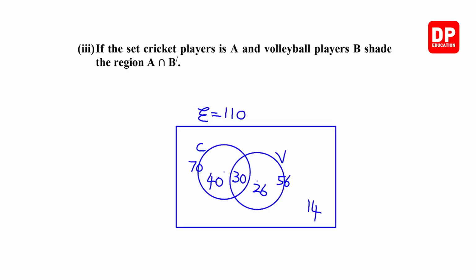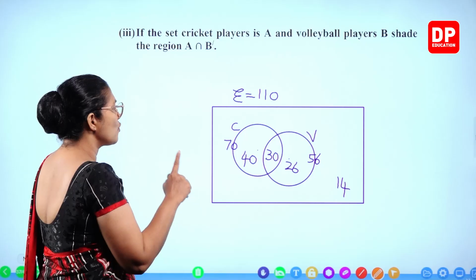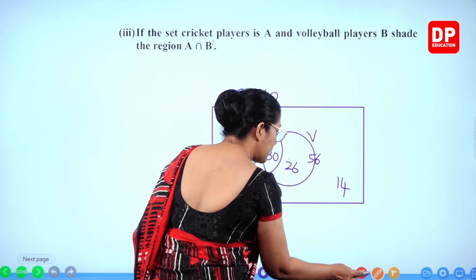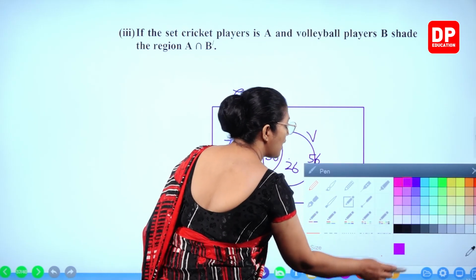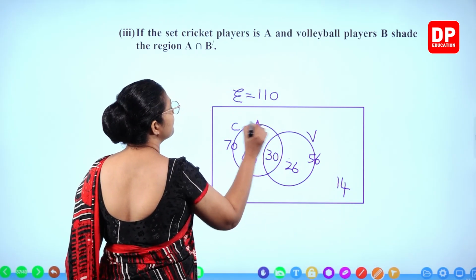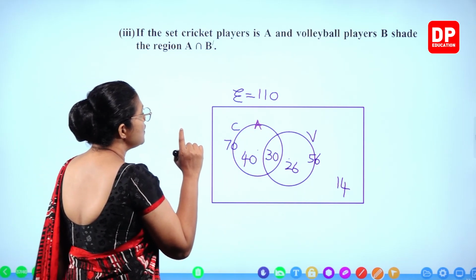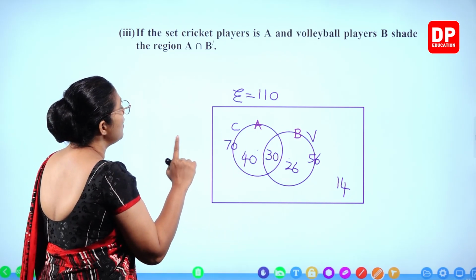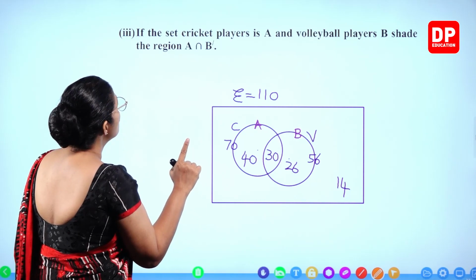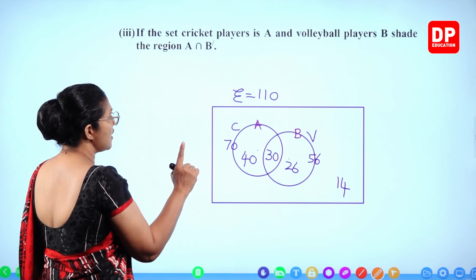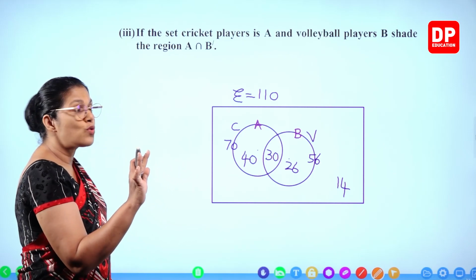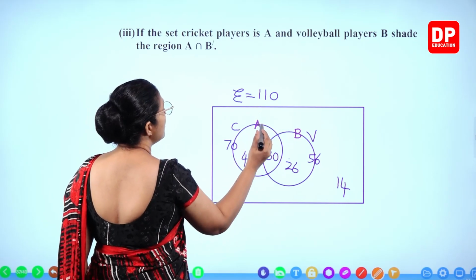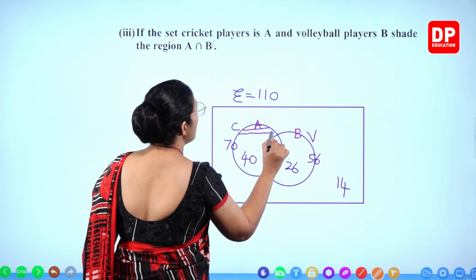Then the next part: if the set of cricket players is A, so we put C. Now they are telling us to take this one as A. So I'll take another color and label this as A, and volleyball players as B. So this is B. If you take A as cricket and B as volleyball, shade the region A intersection B dash. B dash means outside B. Outside the B circle but inside A. So you have to shade this part.